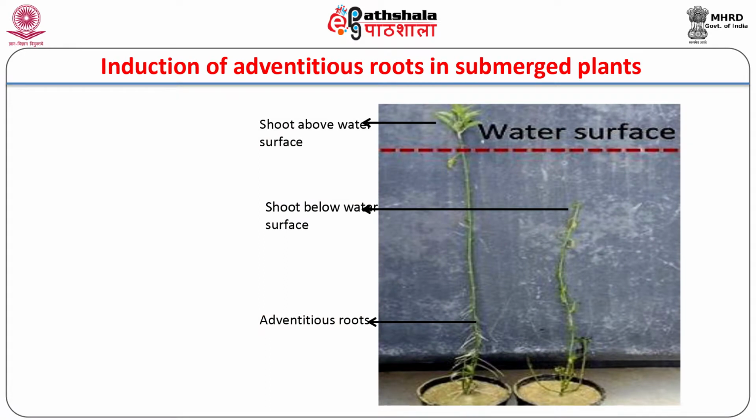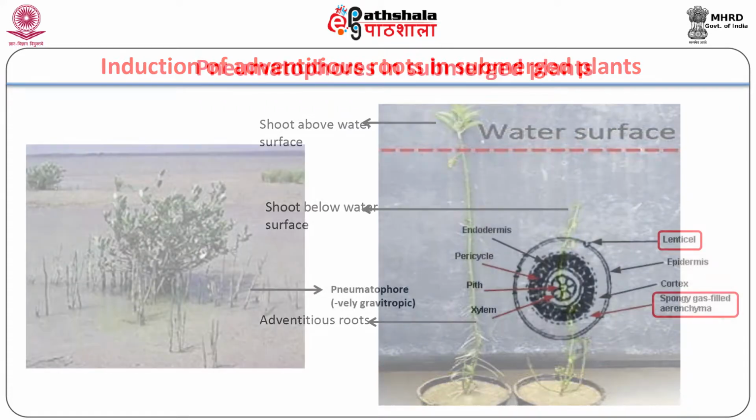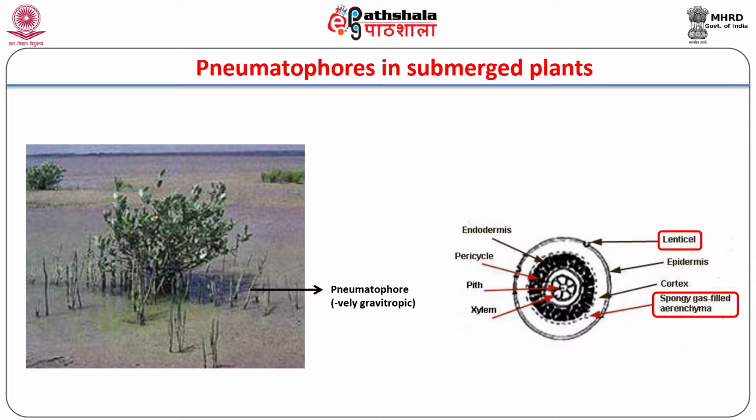Adventitious root formation. Adventitious roots are formed in response to flooding in plants. These are formed from the stem, but the condition is that the shoot should be exposed to air. If the plant is fully submerged, the formation of adventitious roots is inhibited. Some plants like mangroves show adventitious roots which show negatively geotropic growth and emerge out of water. These are called pneumatophores or breathing roots.